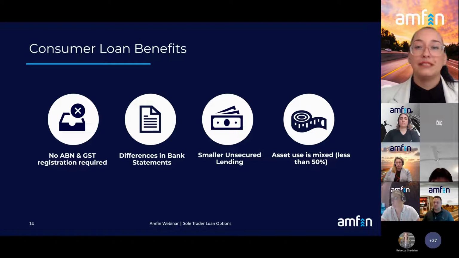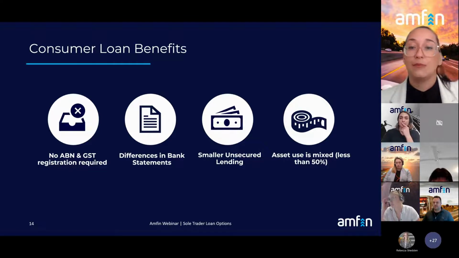Finally, you'll want to look at the business usage of the asset. Your client may not have a choice between a consumer and commercial loan after all. If the use of the asset is mixed and less than 50% of it will be used for commercial, then your client will be required to take out a consumer loan anyway.